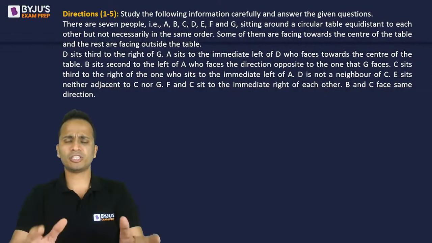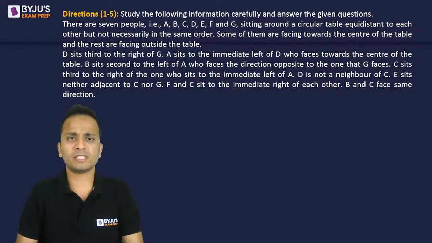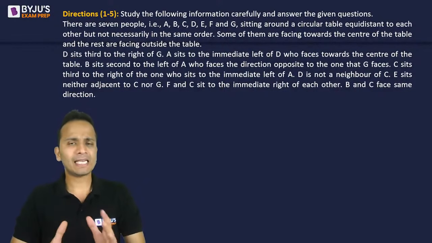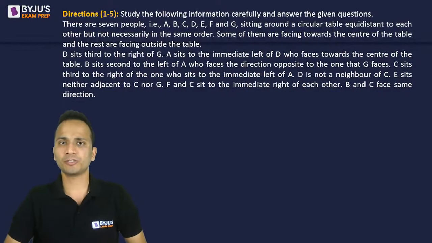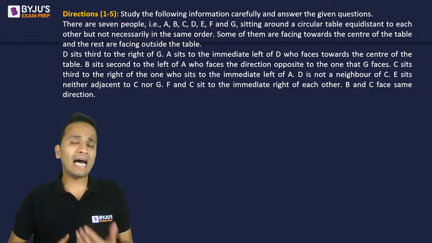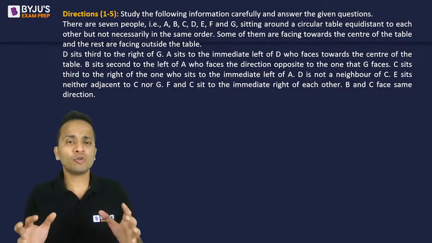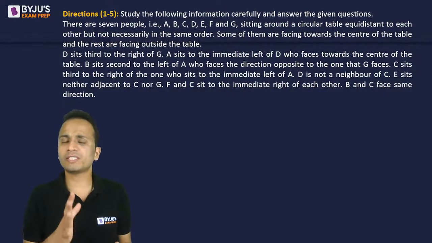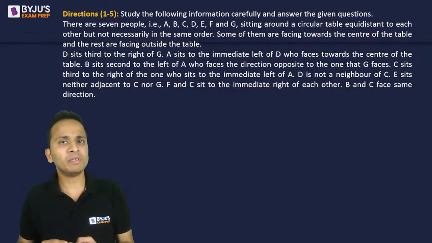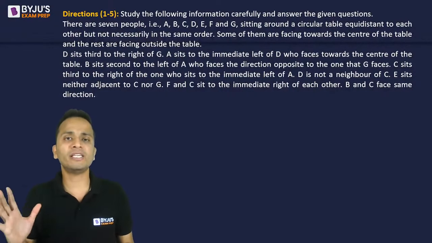I'll not straight away go and solve this set, but let us understand typically what we should be doing with this type of questions. Now, this question is of circular arrangement. Fine. Now, to add the element of difficulty, what has been done to make this question difficult? There are some people who are sitting and facing towards the center of the table, and there are some people who are facing outside the table.